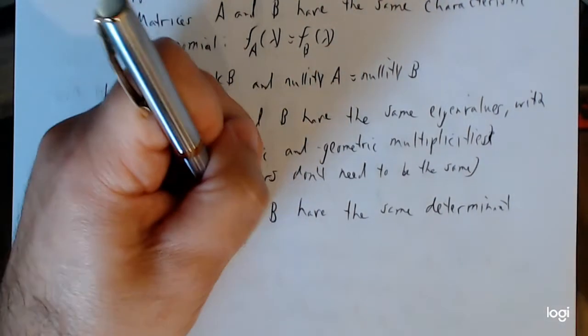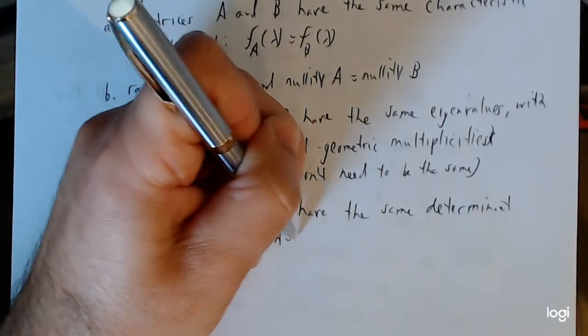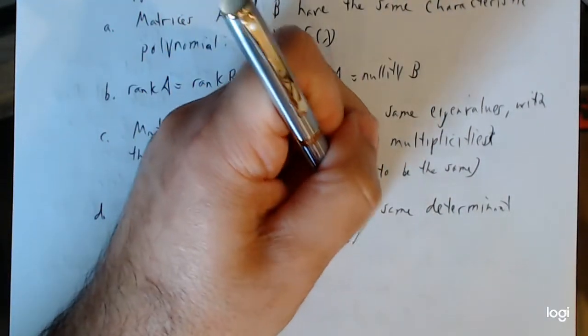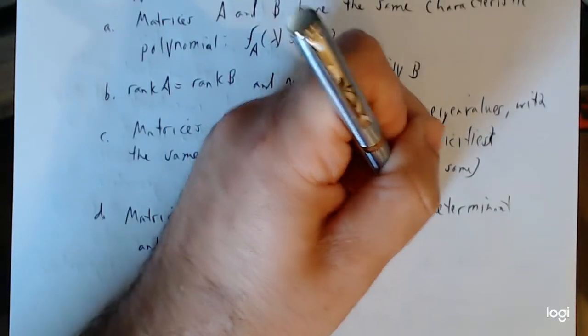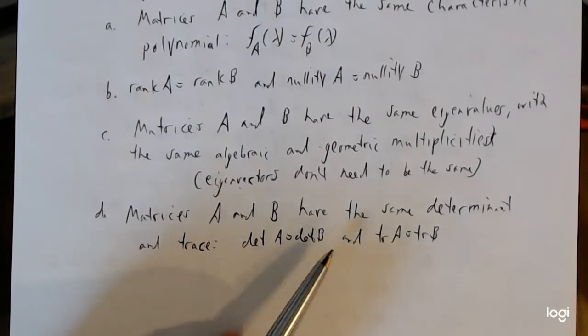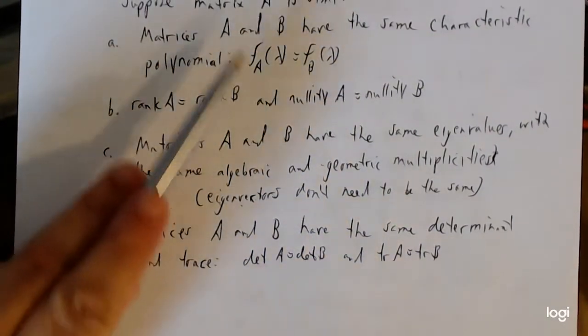So once again, we're saying that the determinant of A equals the determinant of B, and the trace of A is equal to the trace of B. Now, hopefully we know why. See, everything once again falls back to part A.